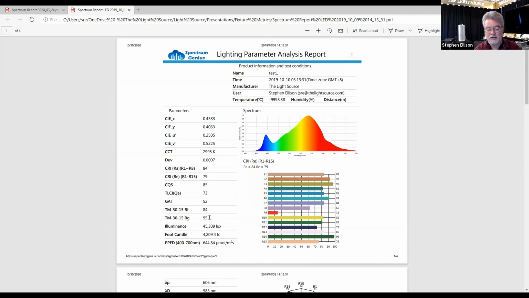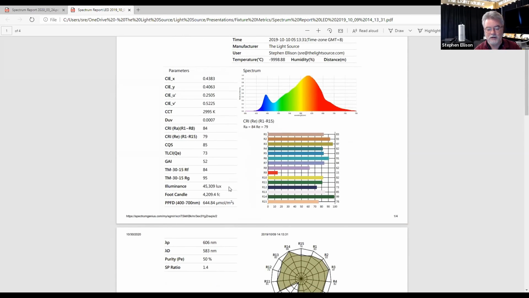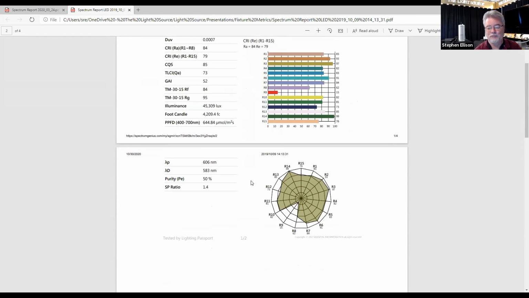The Rg is 95. Again, let's not worry about the lux and the illuminance, the foot candles. Oh, PPFD, I forgot to mention that. We really don't care about that unless you're interested in growing plants. The PPFD stands for the photosynthetic photon flux density, and if you see here, it's in micromoles. So unless you're into growing things, that's not important to know.